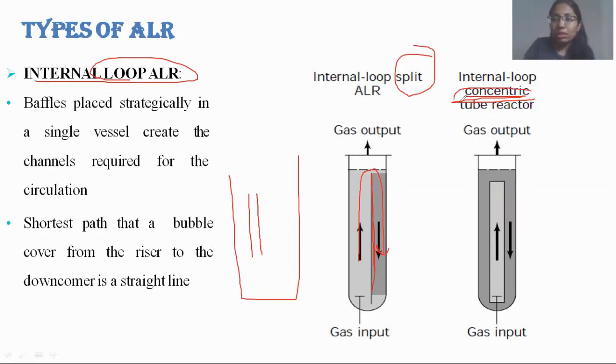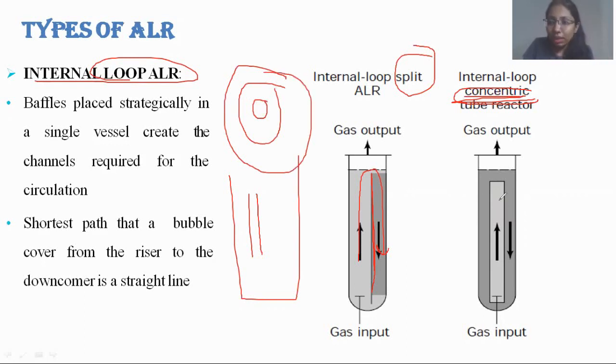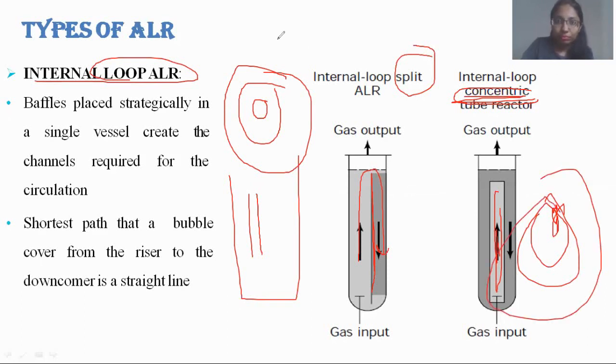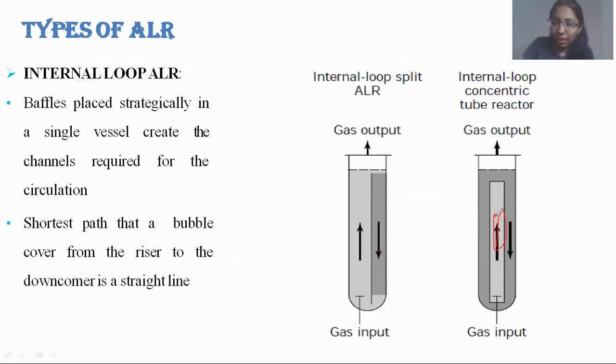Here the word is concentric. Now you have learned the concept of concentric circles. So this type of circles are termed as concentric. In a similar way, if you can see over here, the tube is here and the mixing is taking place inside and outside. I hope it is clear till here.